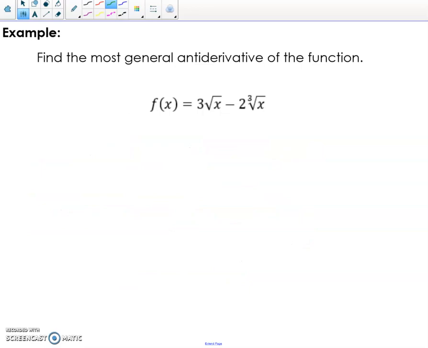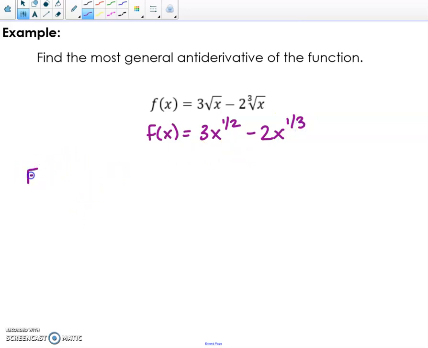Okay, so if we look at this example, we can see that there are radicals in the problem. What we want to do first is change the radicals to rational exponents so that they're easier to work with when using the reverse power rule. So this becomes 3x to the 1/2 minus 2x to the 1/3.